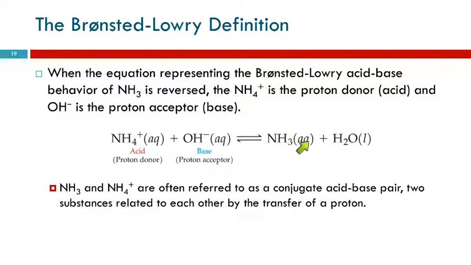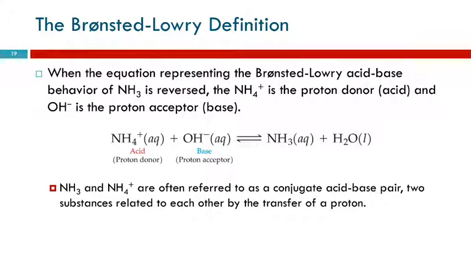So all we did was switch the reactants and products. Here we have ammonium ion reacting with hydroxide ion to form ammonia and water. And what's happening when that happens? What's occurring? Well, NH4+ is donating a hydrogen ion to the hydroxide to form ammonia and water. So ammonium is acting as the acid, hydroxide is acting as the base, accepting the hydrogen ion. So ammonia acts as a base, ammonium acts as an acid.